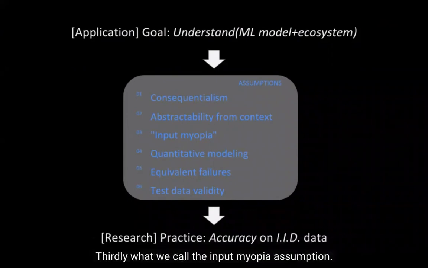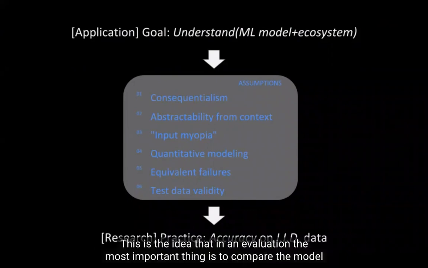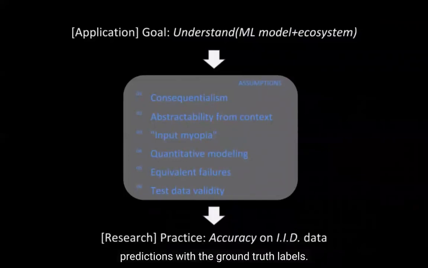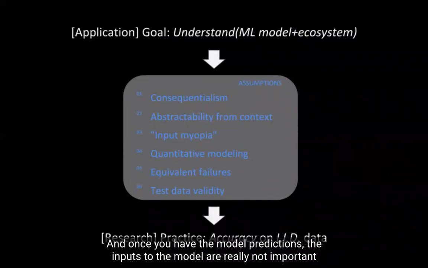Thirdly, what we call the input myopia assumption. This is the idea that in an evaluation, the most important thing is to compare the model predictions with the ground truth labels. And once you have the model predictions, the inputs to the model are really not important anymore.